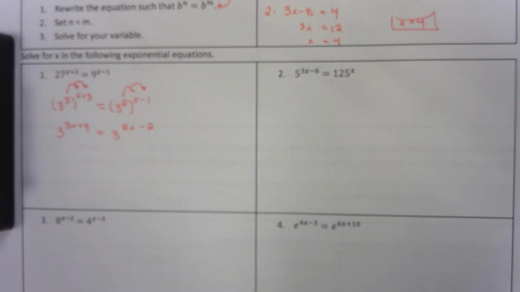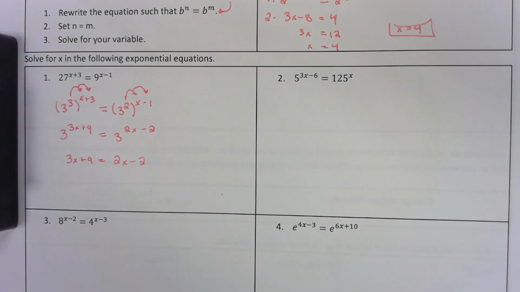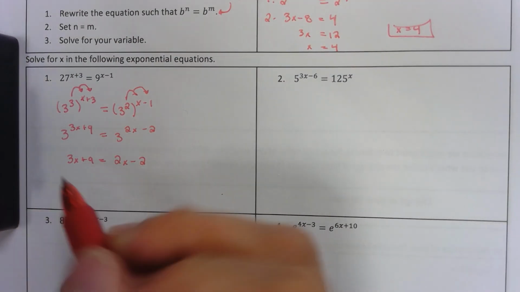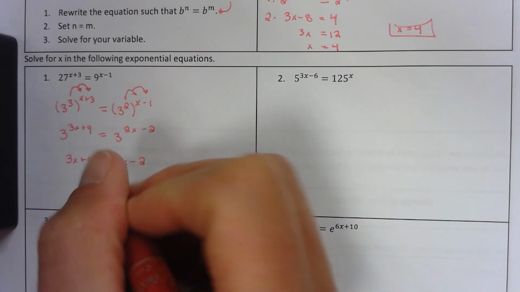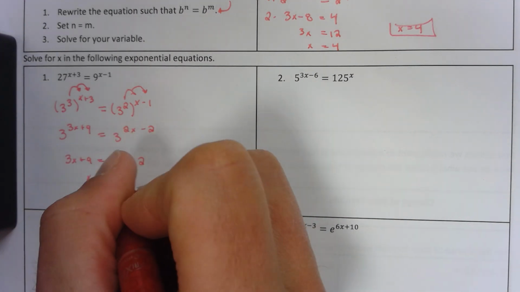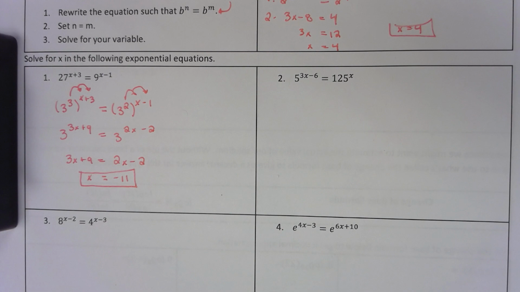Now we have the bases to be the same, and so for me to solve this, I'm going to take each exponent and set equal to one another, and now we're just solving from there. So I'm going to get x's on one side, so I'm going to subtract 2x. That makes this 1x. I'm going to subtract 9. Negative 2 minus 9 is negative 11. So our answer here is negative 11.